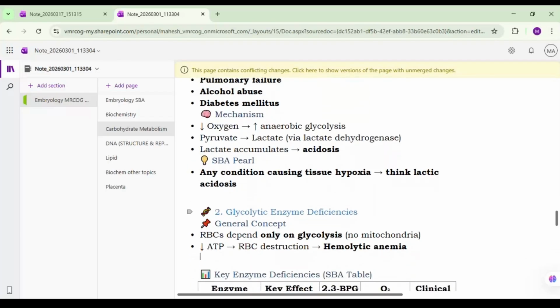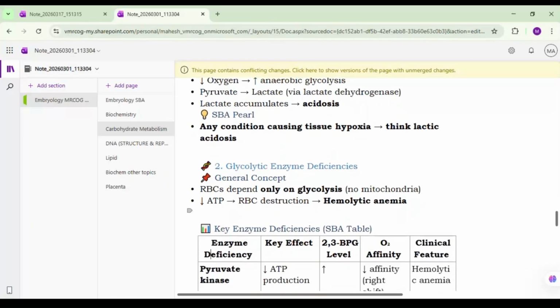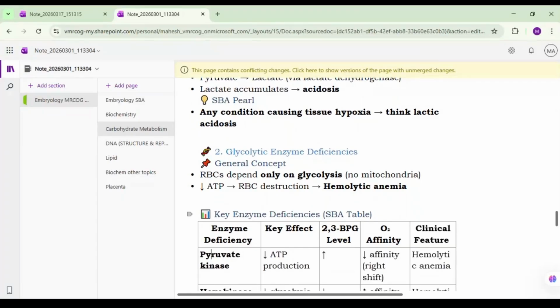Next are glycolytic enzyme deficiencies. The general concept is that RBCs depend on glycolysis only. There are no mitochondria, so the Krebs cycle will not happen there. Only glycolysis will happen, so the ATP produced is reduced. So the RBC will be destroyed, and it will lead to hemolytic anemia.